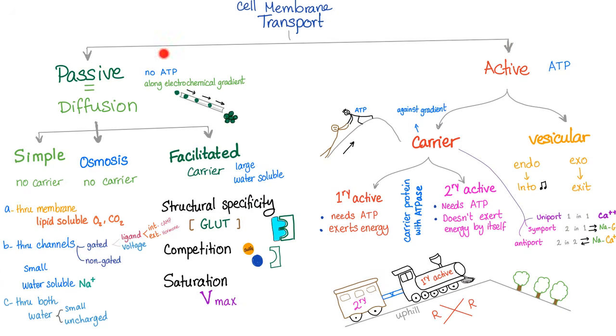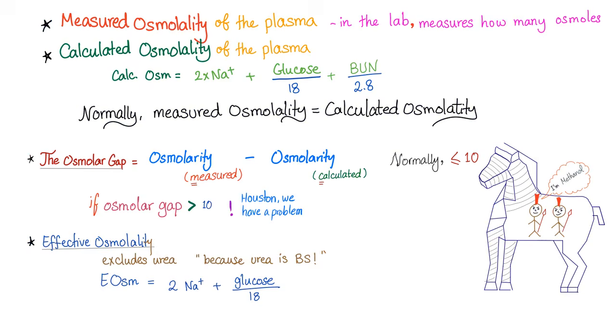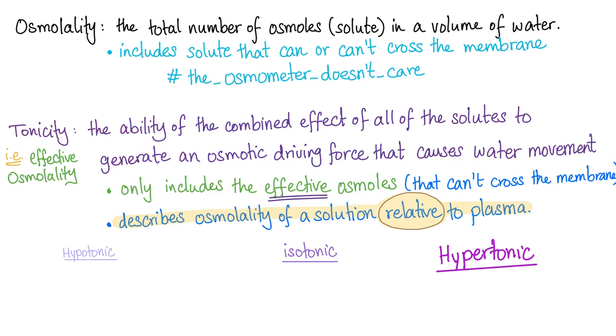Cell membrane transport is either passive or active. Osmosis is passive. Osmosis is movement of water from high concentration of water to low concentration of water, or from low concentration of solute to high concentration of solute. We have talked about measured osmolality and calculated osmolality in a previous video, as well as the osmolar gap, which is the difference between the two. And effective osmolality does not include urea. It includes sodium, which is the king, and glucose. Osmolality is the number of osmoles in a solution counted by this osmometer, but tonicity only counts the effective osmoles and describes osmolality relative to the plasma.